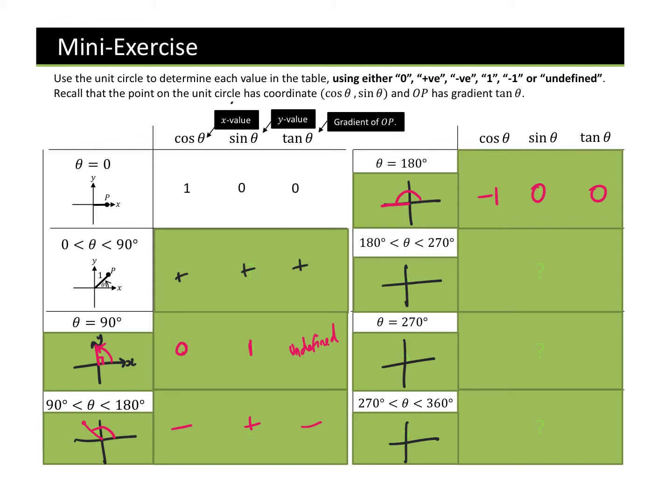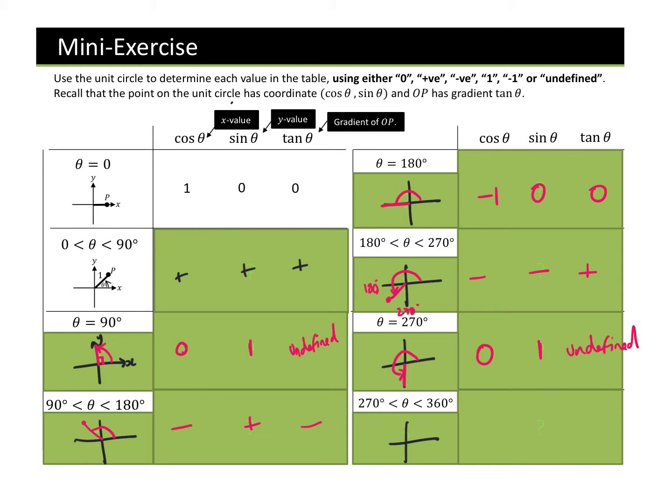Between 180 and 270 is about here. We know our angle is here. It's in between 180 and 270 degrees. We're going to have negative values for cos and sine, and that would lead to our tan being positive. Then theta equals 270. We know this is going to give me this angle here all the way round to 270 degrees. Now we know our cos is going to be 0, sine is -1, and again our tan is going to be undefined.